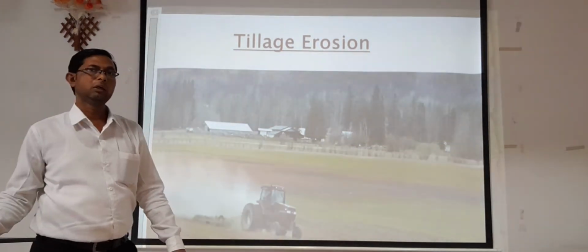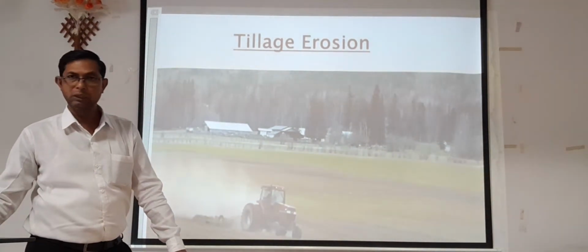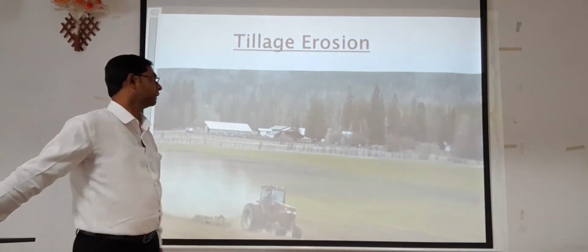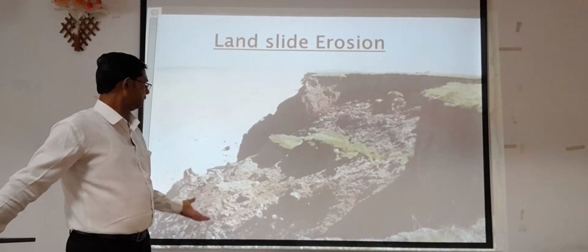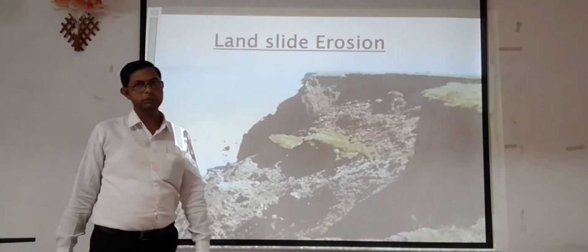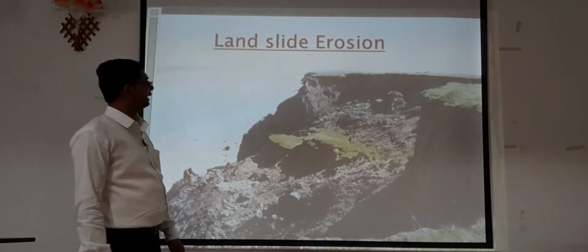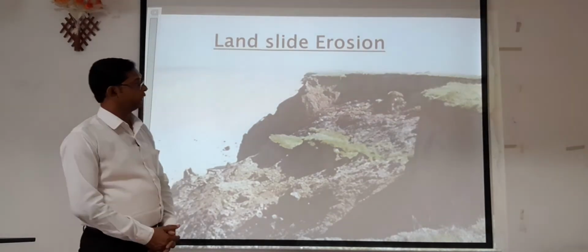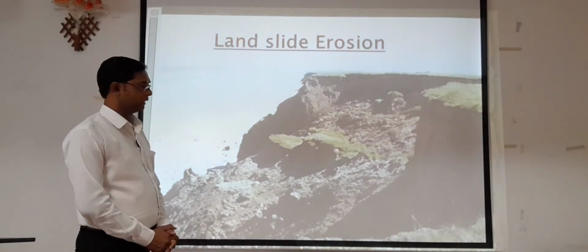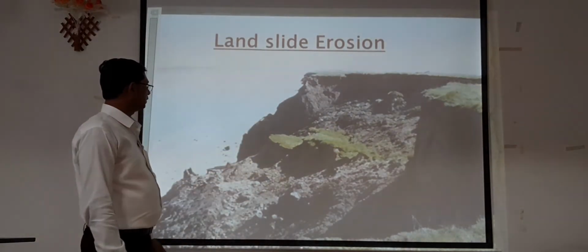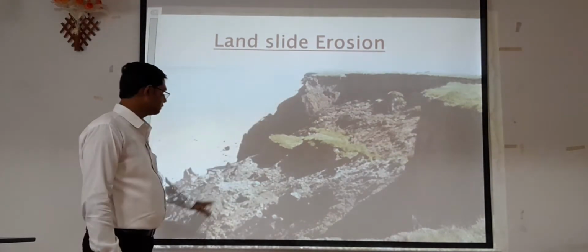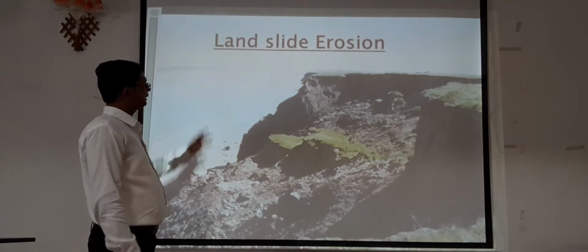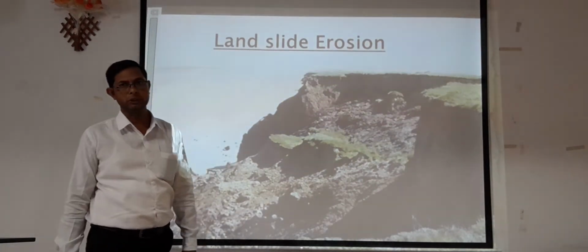During the work of that particular farmer, this type of erosion will occur, that is known as tillage erosion. Now landslide. You know, it is very common in the north. You can see in North India landslides will occur, or during the rainy season you can see this type of erosion will occur, and due to that a large amount of soil gets transferred from one place to another place, and that is nothing but landslide erosion.